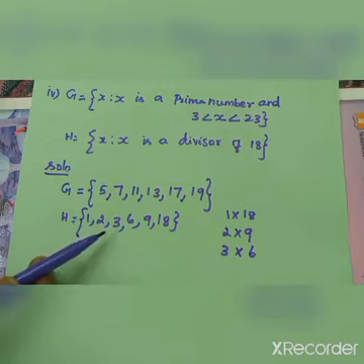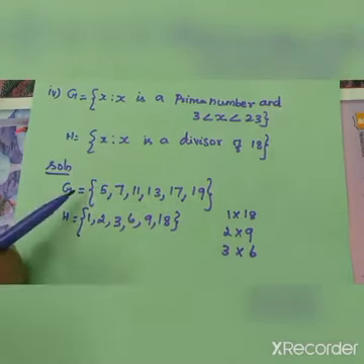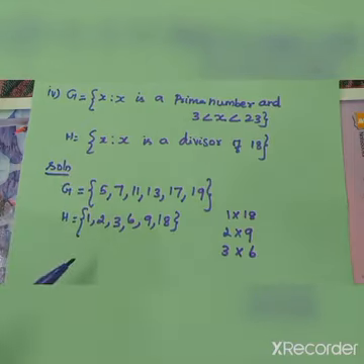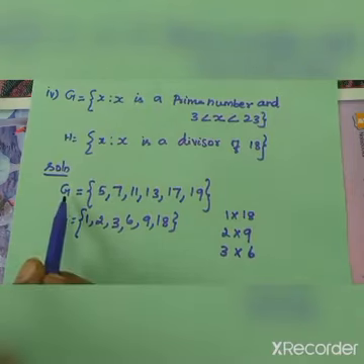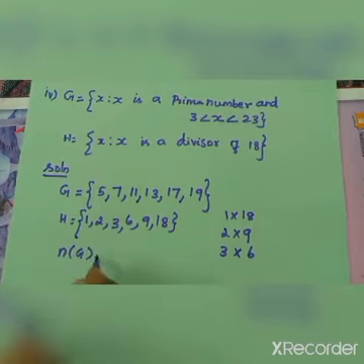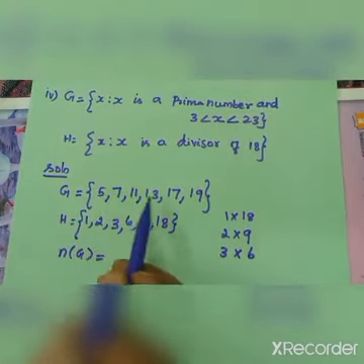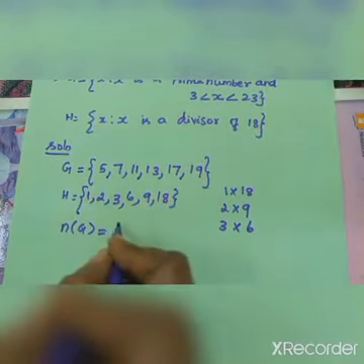Then we can move to whether it is an equivalent set or not. Equivalent sets mean both sets have the same number of elements. So in the set G having 6 elements, H also should have 6 elements. Let us check it. So n of G, the number of elements in the G set. How many numbers are there? 1, 2, 3, 4, 5, 6. N of G is equal to 6.